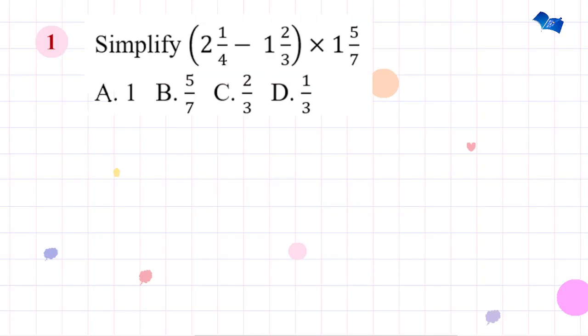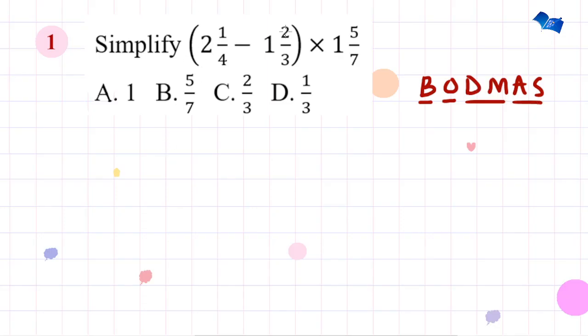BECE. Question number 1. Anytime I bring up a new question, just pause the video, attempt it before watching my explanation. Simplify 2 whole number 1 over 4 minus 1 whole number 2 over 3 times 1 whole number 5 over 7. How do you go about this? You apply BODMAS, right? The BODMAS tells you to do that which is in the brackets. If there's an order or exponent, you do it next. Division and multiplication on the same level, you do it next. Addition, subtraction on the same level, you do them next.